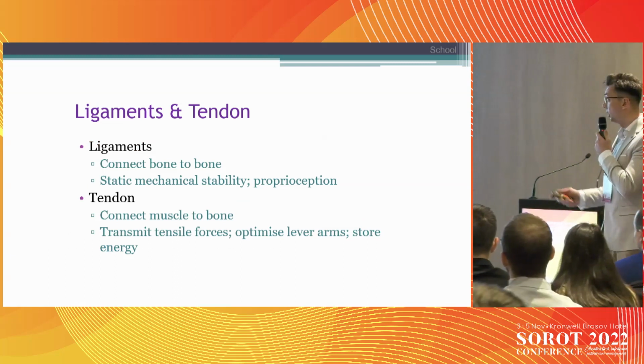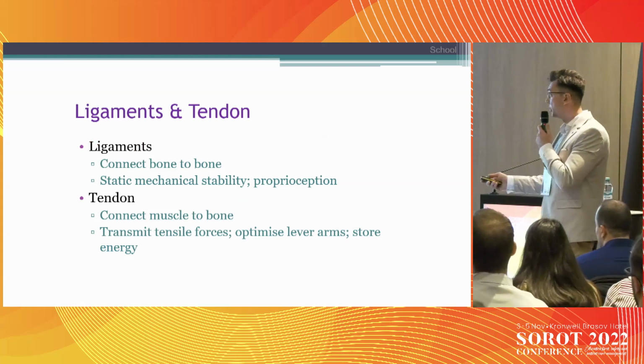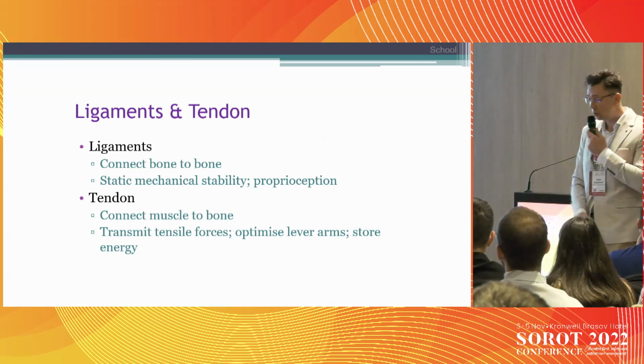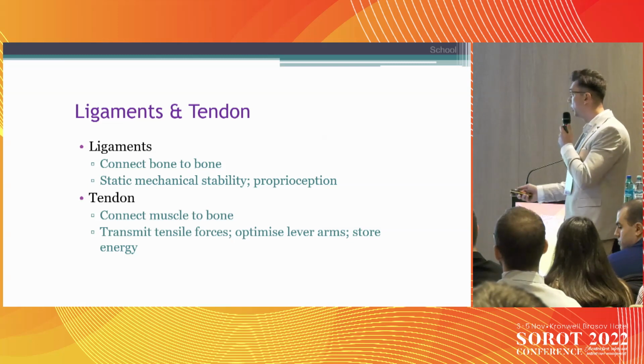Ligaments and tendons. Ligaments connect bone to bone and provide stability and proprioception. Tendons connect muscle to bone and transmit tensile force, optimize the lever arm, or store energy.